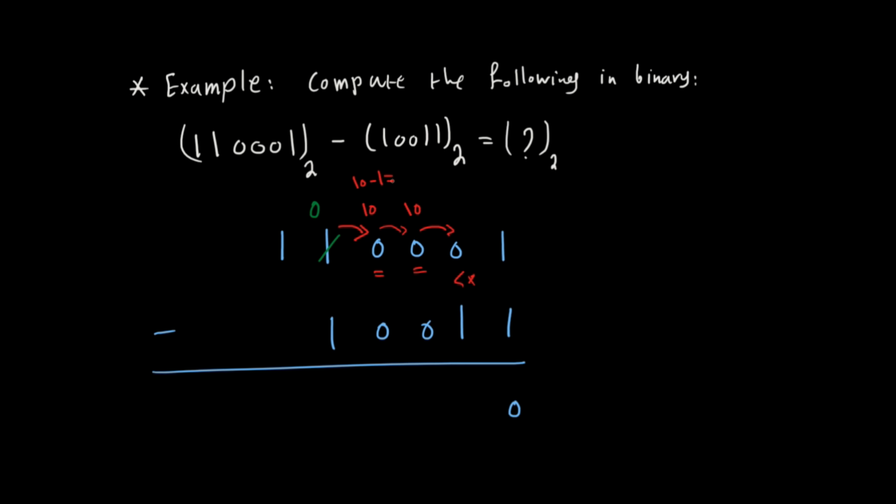10 minus 1 equals 1, so it is 1 now. And the same will happen with this new 10 to lend our original borrower. So finally here we have 10. That leaves us with 10 minus 1 equals 1, 1 minus 0 equals 1, 1 minus 0 equals 1. And this is 0 now, so we borrow. We get 10 here and 0 here. 10 minus 1 equals 1, and 0 minus 0 equals 0. The result is 11110.